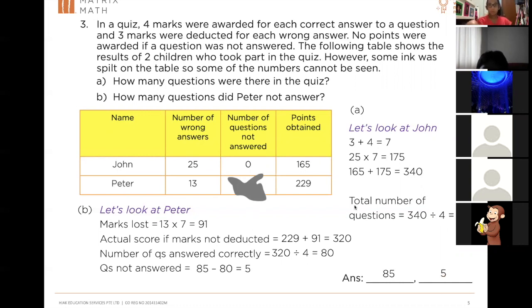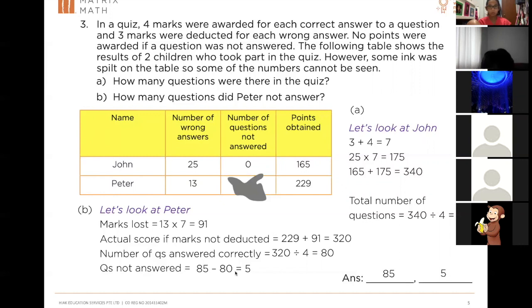Another way of looking at this is there's a shortcut. If Peter had answered every question correctly, he'll be getting 340. And if he had answered those questions he answered, and all those he got right, he'll get 320. So the difference of 340 and 320 is 20. Those 20 marks are marks lost because he didn't answer them. For every question that he didn't answer, he lost 4 marks. So you can use 20 divided by 4, you will still get 5.